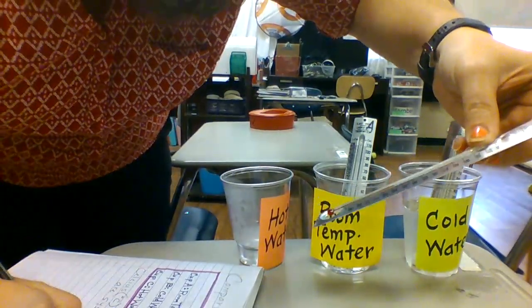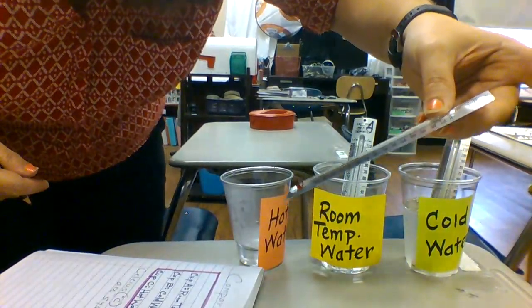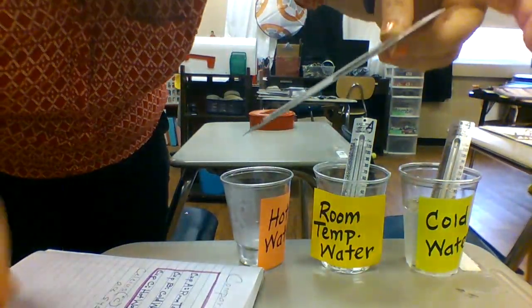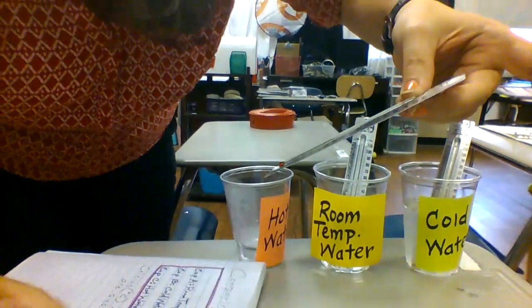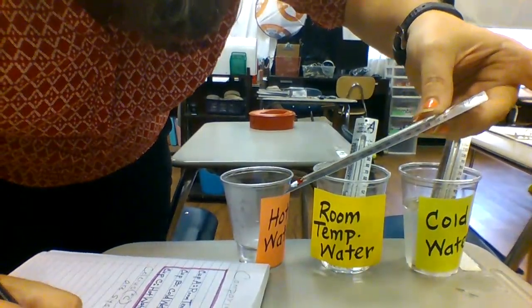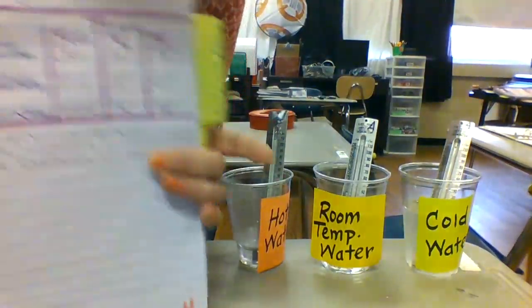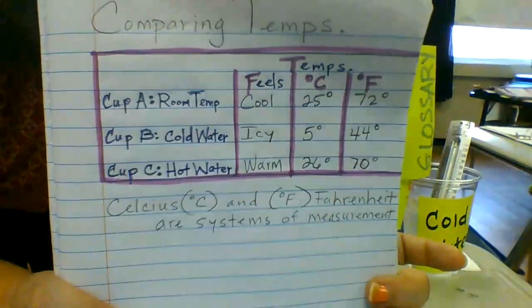And 65 degrees Fahrenheit. Wait, not 65, 70, Miss Hudson. Looking at the wrong line. 70 degrees Fahrenheit. So my hot water wasn't super hot, was it? But that's okay. It's hotter than the room temperature water. And that's all we wanted.